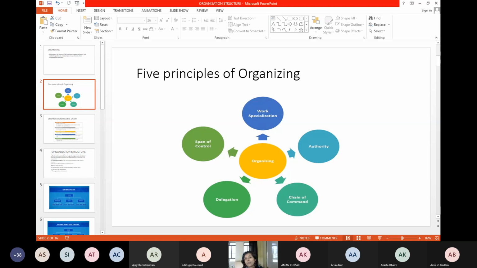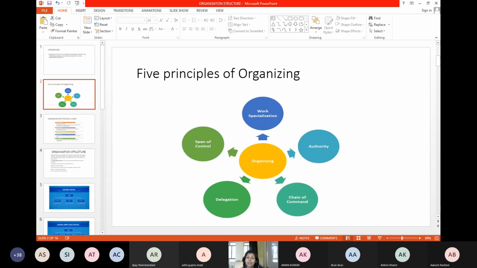Whereas if you give in decentralization, all the regional offices have the authority as well as the responsibility of their own offices, of their own localities, and they are responsible for the achievement of their branches. So that is how you have to understand the difference.